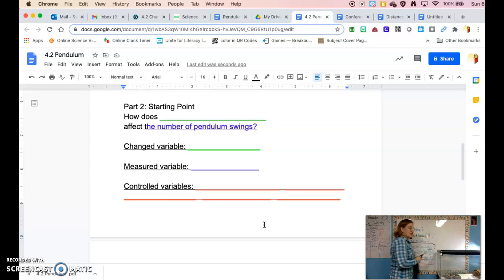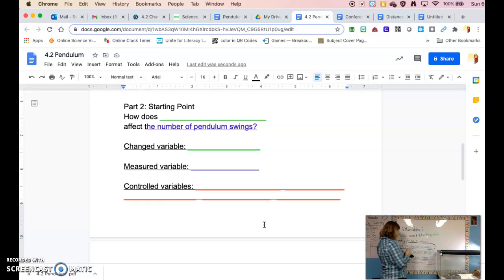Number 1, the question is always the same science question around here. How does affect the number of swings? We're still trying to affect or change the number of swings. Well, that one is our big topic. That's the thing we're doing right now. That's the starting point. So I would write in starting point here.